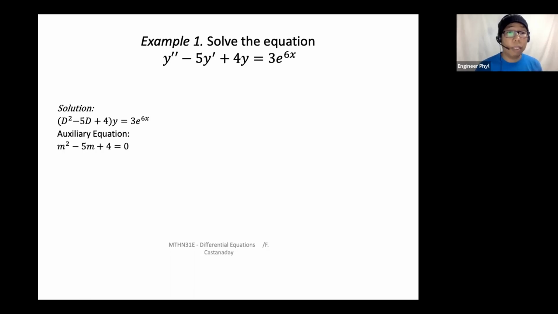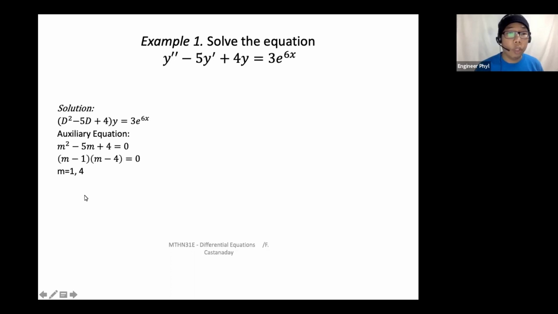So we just replaced D by m. And after this, we are going to determine the roots by factoring this given equation. So we have the factors m minus 1 and m minus 4. So from these factors, we can say that m is equal to 1, and the other root is m equal to positive 4. Now from these roots, we can say that the roots are distinct, real roots.